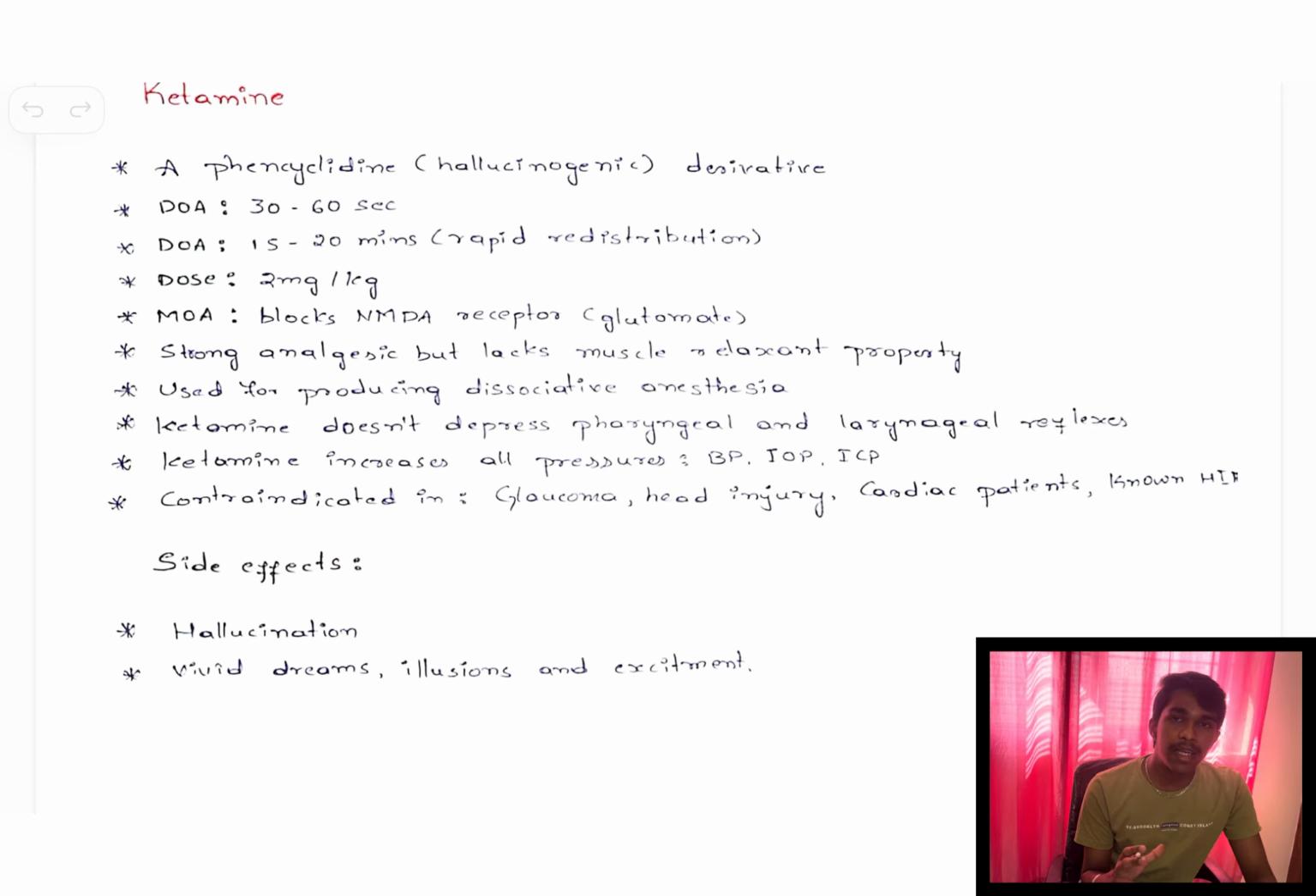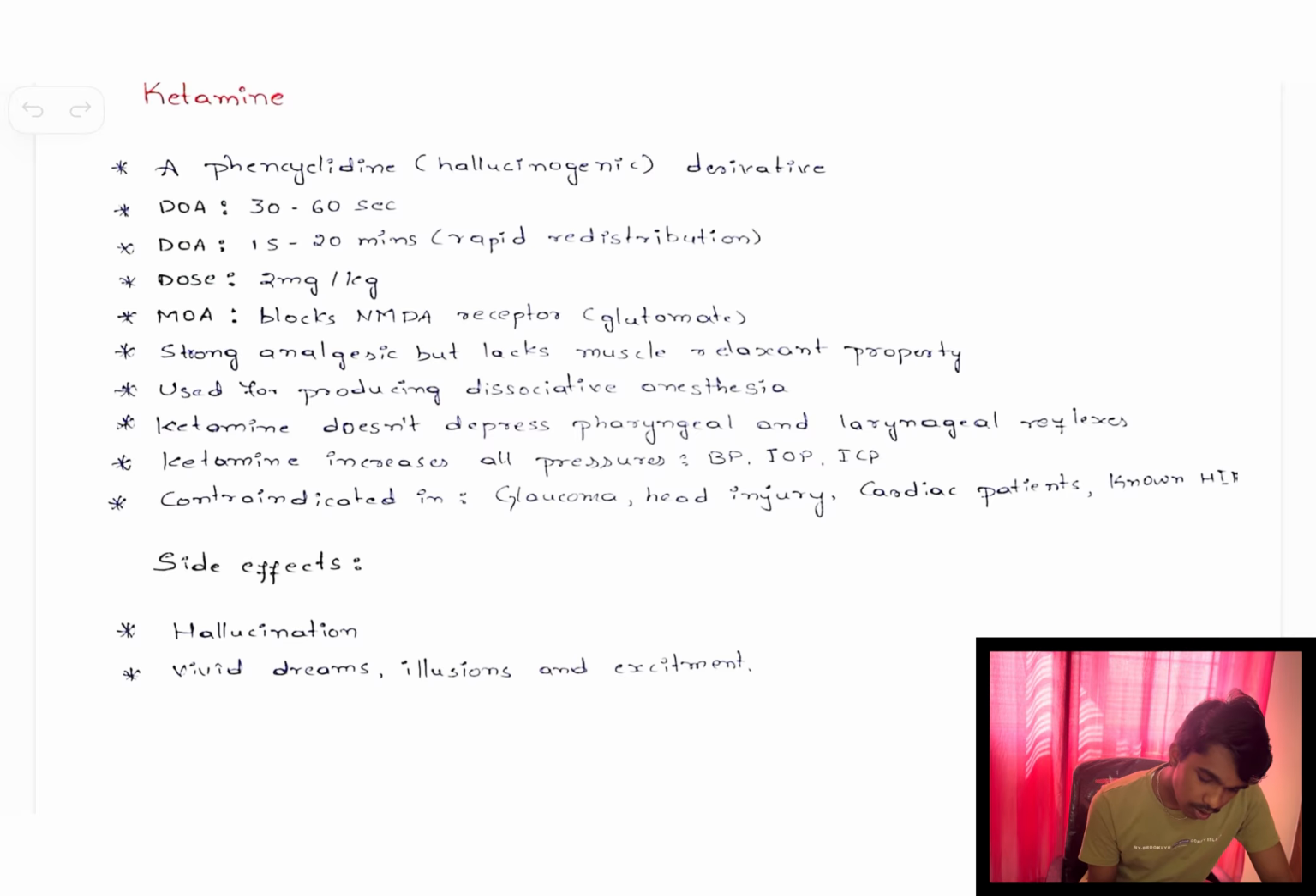So we are using multiple drugs. We can't use only one drug for inducing and maintaining balanced anesthesia. We need to use 3 to 4 drugs within this dose limit to produce balanced anesthesia, or a total anesthetic effect, intravenous anesthetic effect.